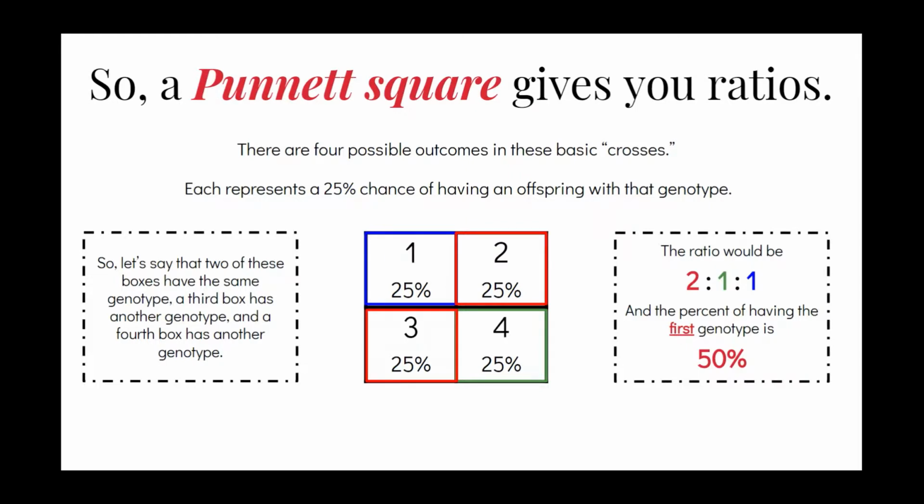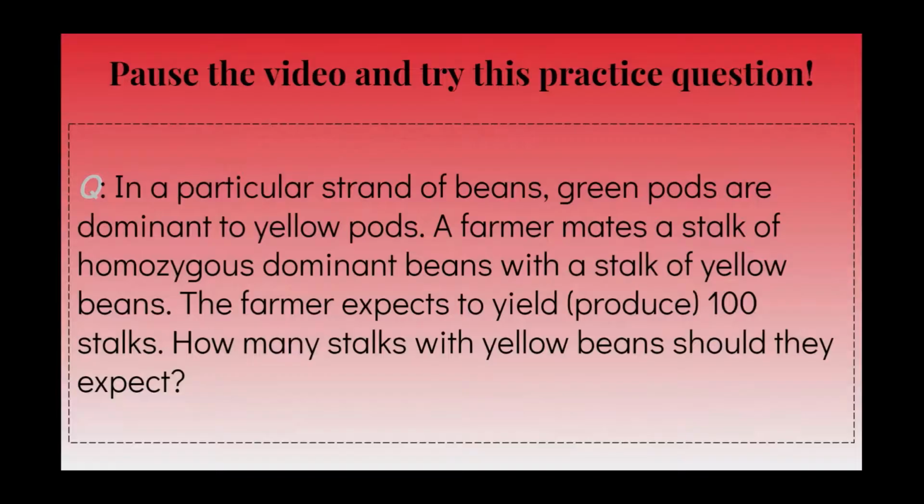And the percent chance of having the first genotype is 50%. The percent chance of having that red genotype represented in boxes 2 and 3 is 50%. Why? Because 2 out of the 4 boxes, 2 divided by 4 is 0.5, 50%. So this is how we can determine ratios and probabilities from Punnett squares. We can get both of them. You just need to pay close attention to what the question is asking you.